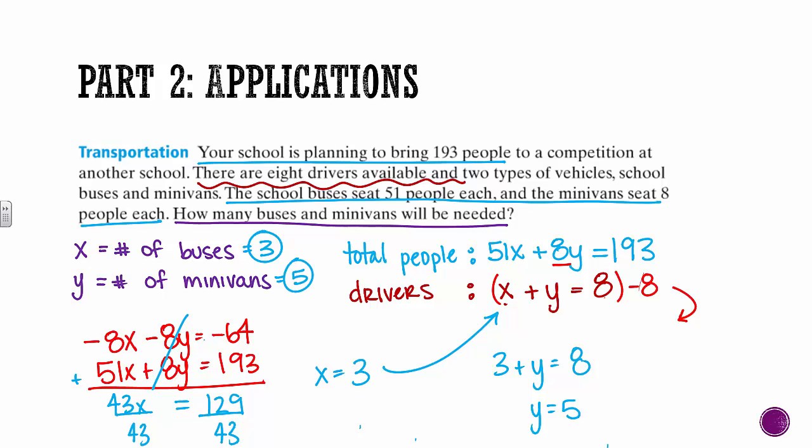So this will get us our 8 drivers. 3 plus 5 is 8. And if you do 3 times 51 and 5 times 8, you will end up with the number of people that we need. So again, these answers mean something. When we write 3, 5, it means that we are taking 3 buses and 5 minivans.